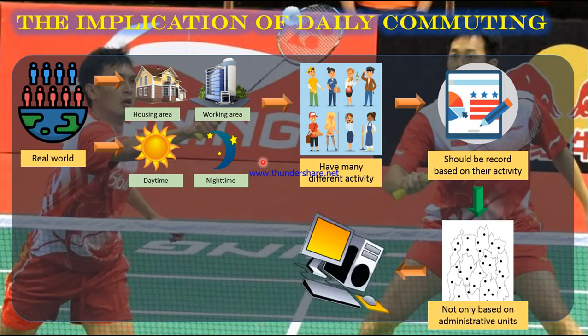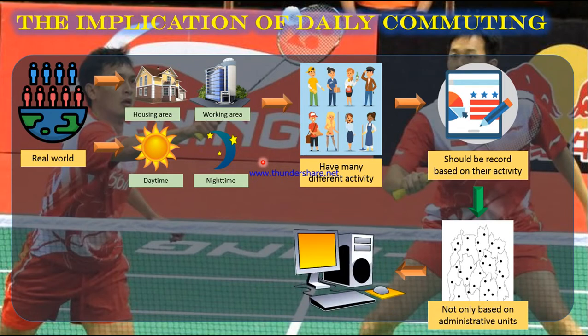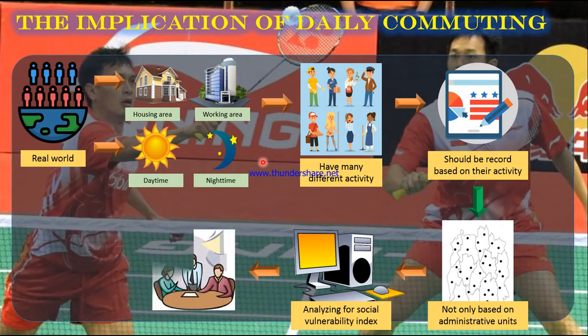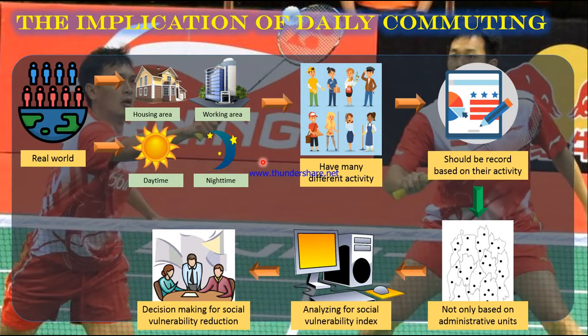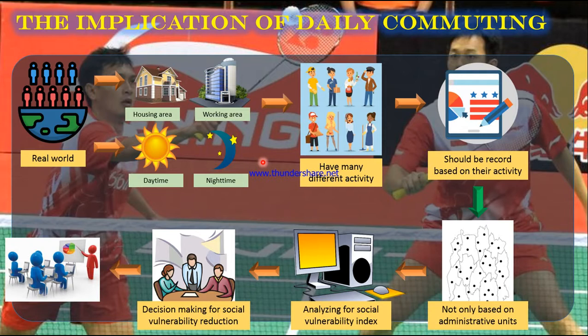because the result of data recording will be analyzed for the social vulnerability index, and then the result of the social vulnerability index will be used for decision making for social vulnerability reduction, and then the decision will be implemented to the real world. So, if the data is not representative of the real world, the implementation will not match with the reality.